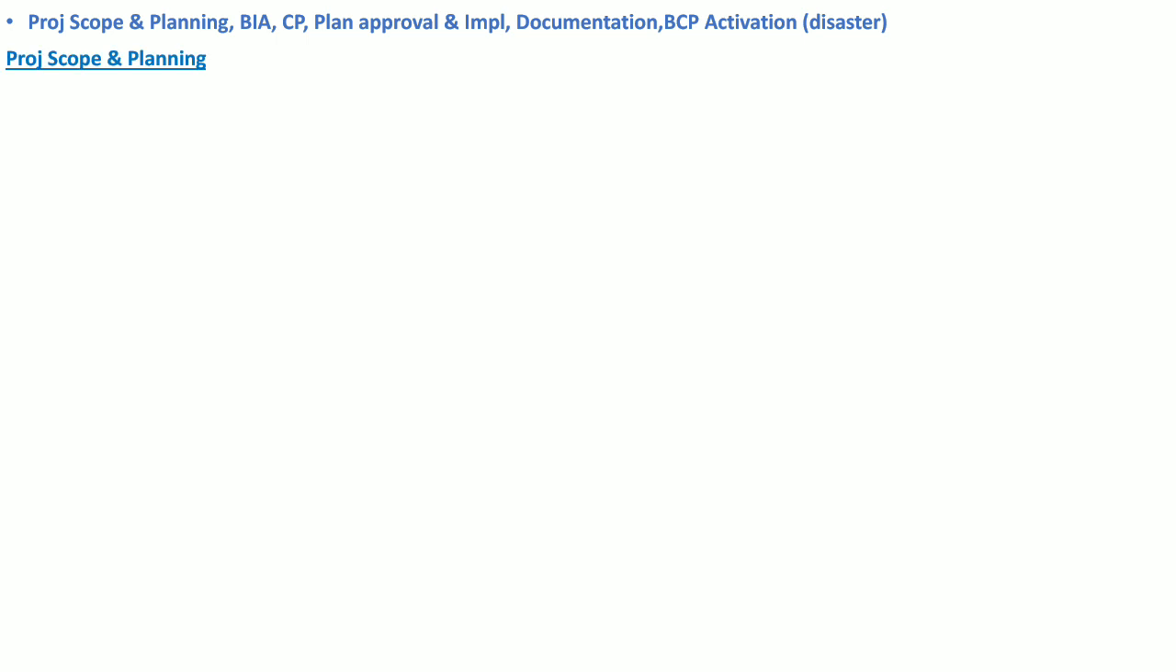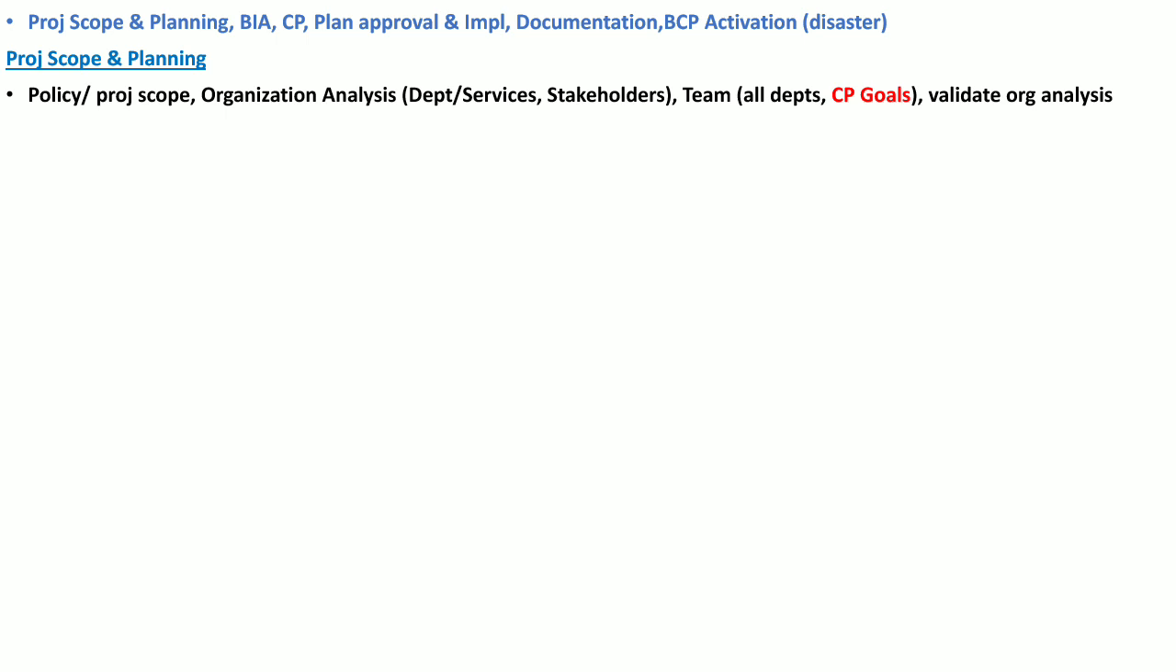Now in the first step, project scope and planning, the person who is responsible for this BCP project gets a policy from senior management regarding this BCP effort, and it also includes the project scope. Then these people who are initially responsible or assigned by senior management for carrying out the development of BCP carry out the organization analysis to identify all the departments and critical services and the stakeholders.